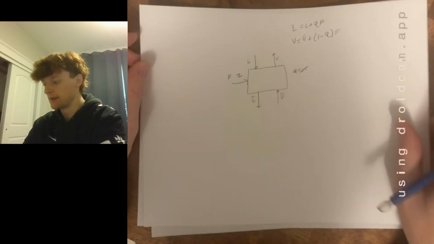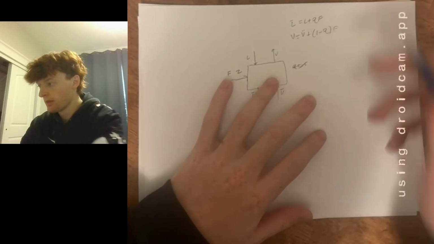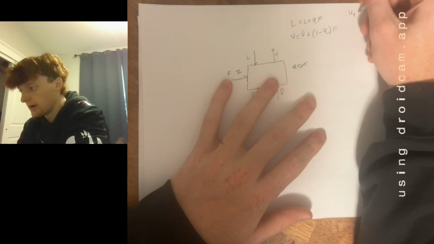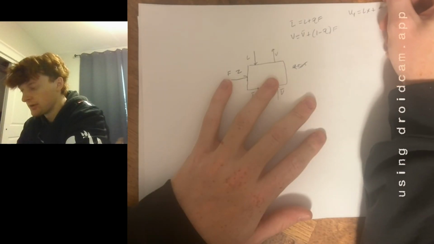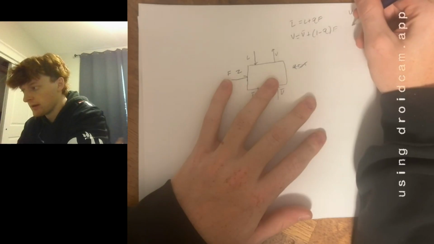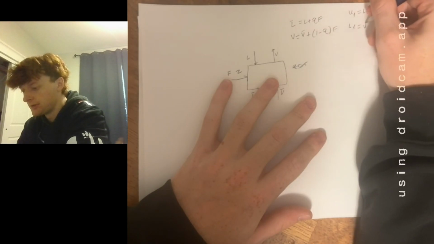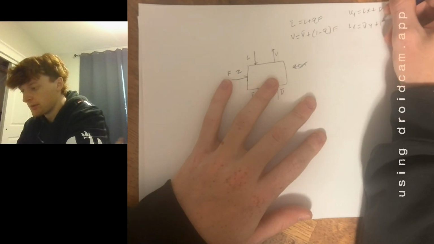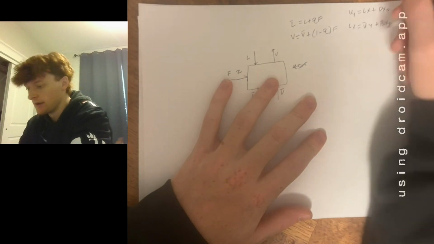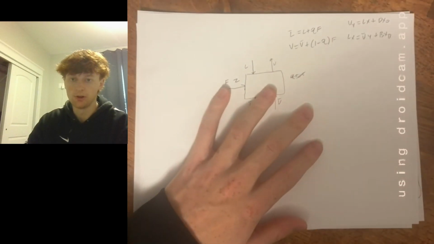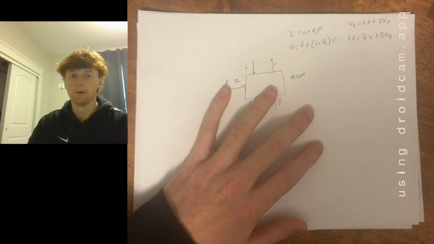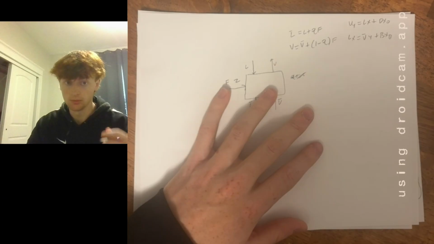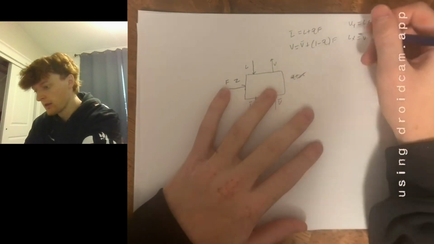So we can go ahead and write those down. So we have Vy is equal to Lx plus Dx0. And then we have our Lx-bar equals V-bar y plus Bxb. And these again are just our mole balances for the composition of our most volatile component.